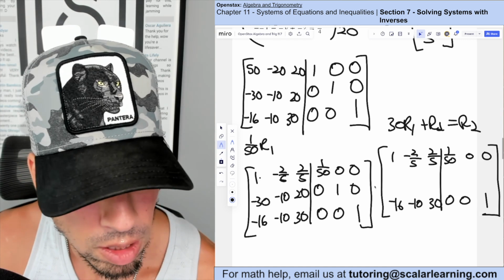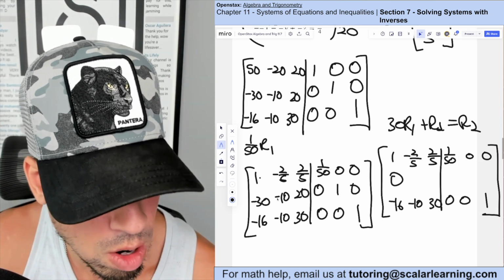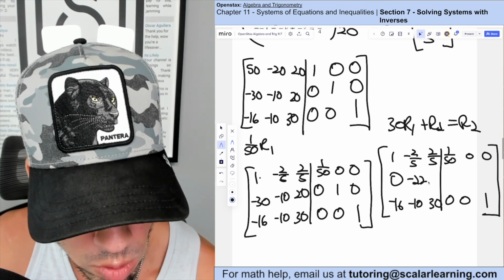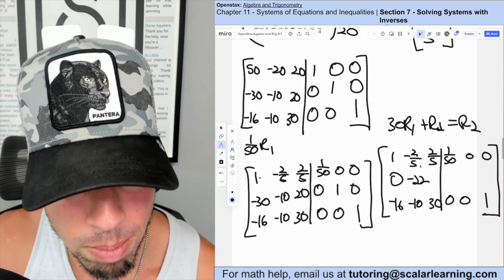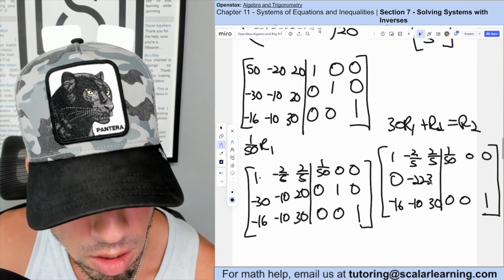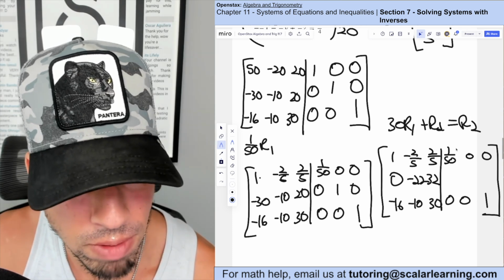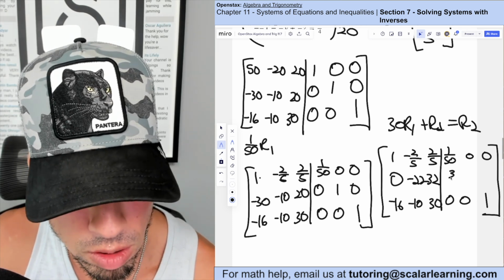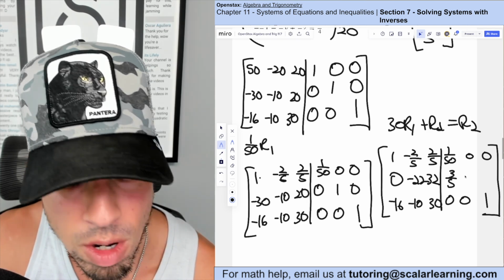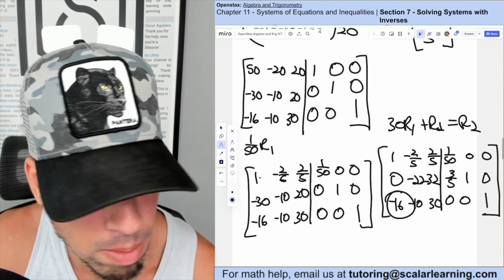So we got 30 plus negative 30 is 0. 30 times negative 2/5, that's negative 12, plus negative 10 is negative 22. 30 times positive 2/5 is positive 12, plus 20 is 32. And then 30 times 1/50th is 3/5, plus 0 is 3/5. Then we got 0 and 0. Adding to 1 is 1. Adding to 0 is 0. Cool. Now we got to flip that to a 0.